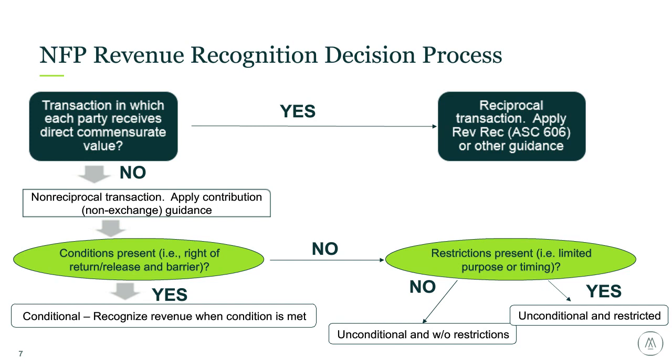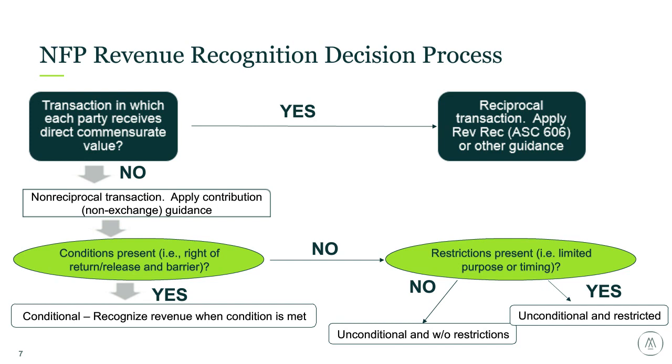Consider the specific transaction. Your organization is providing a good or performing a service. Is there a direct commensurate value for both parties involved? If yes, the transaction would be considered reciprocal. This pushes you to the new Revenue Recognition Standard, ASC 606. We will cover this in more detail in a few slides.